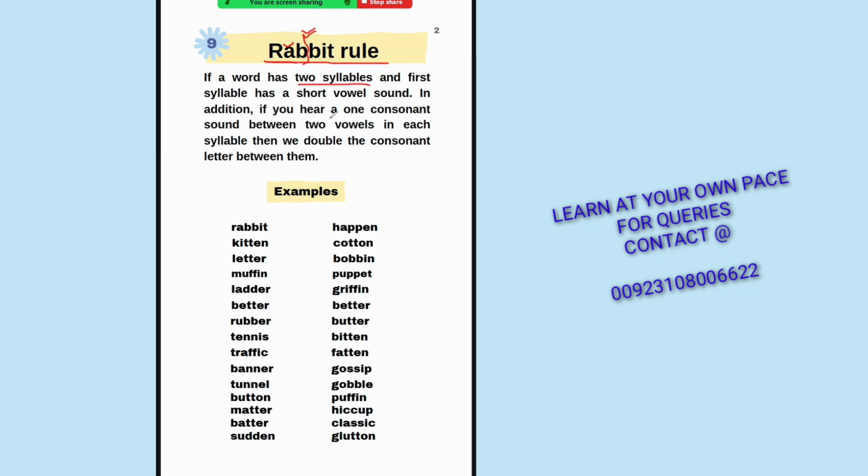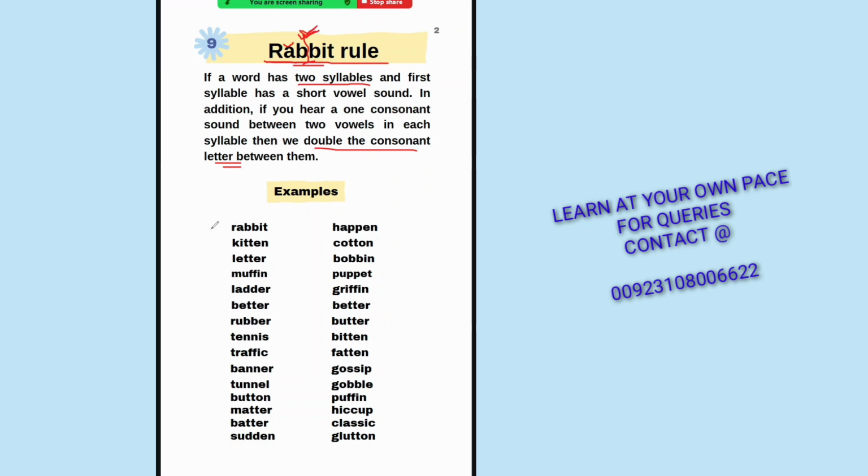In addition, if you hear only one consonant sound between two vowels in each syllable, see, b, b, b, there is only one consonant sound between the vowels, then what we need to do is double the consonant letter between them. So we doubled the letter B in this word.